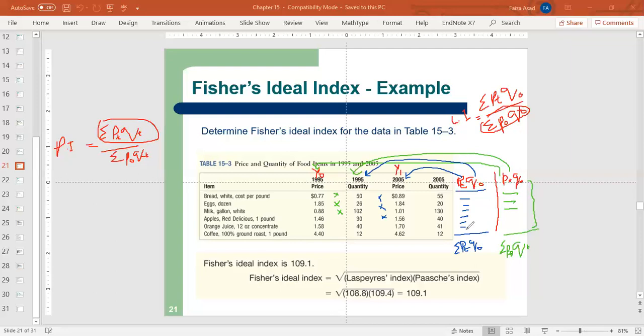So this is the method we can calculate the Laspeyres index, and we will get the value of this. And this is the same method we will follow for the Paasche's index. It's just simple multiplication of these two columns. So we just need to consider which weight is going to be used for the particular index method. So moving on to the next slide.